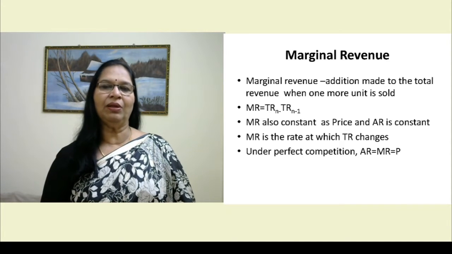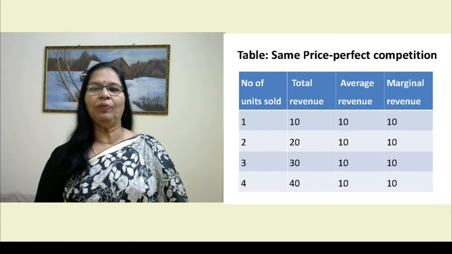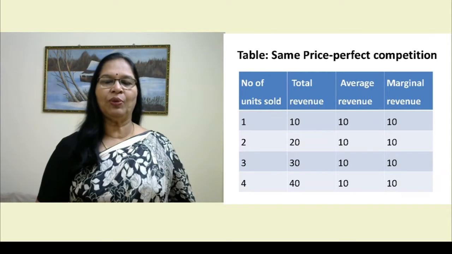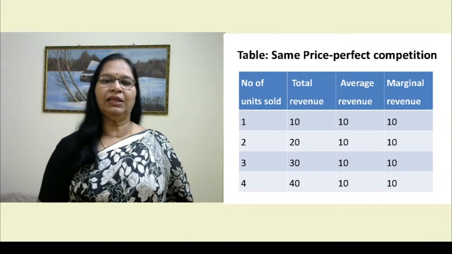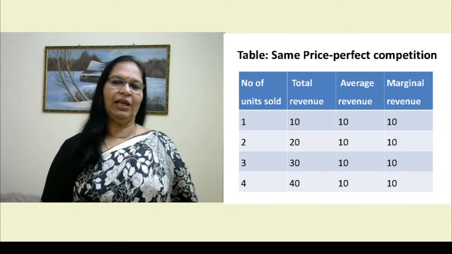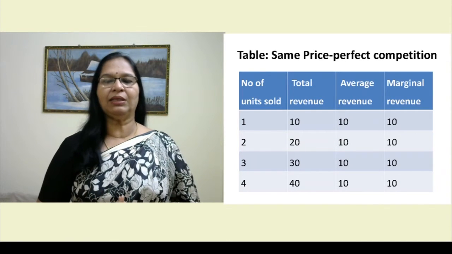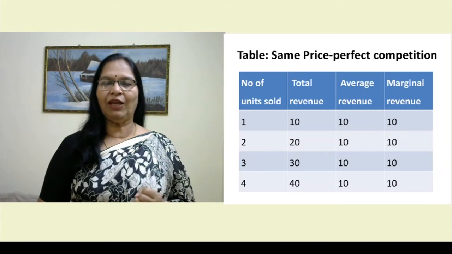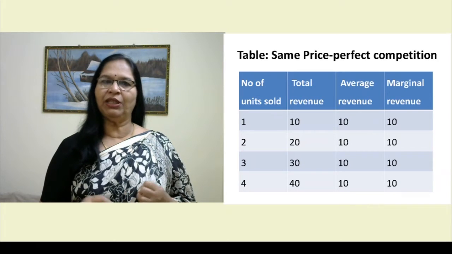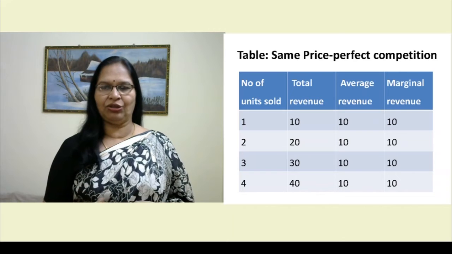We can see the table once again. The marginal revenue, the first one is not necessary. The second one, 20 minus 10 is 10, 30 minus 20 is 10, 40 minus 30 is also 10. So the marginal revenue is the addition made to the total revenue. Now what do we understand from this table? We have assumed that the price is going to be 10 all through, because under perfect competition there is no change in the price by the firm. The price is given by the industry.